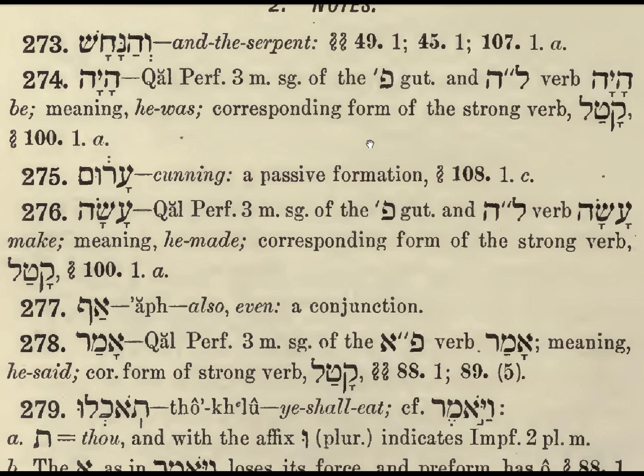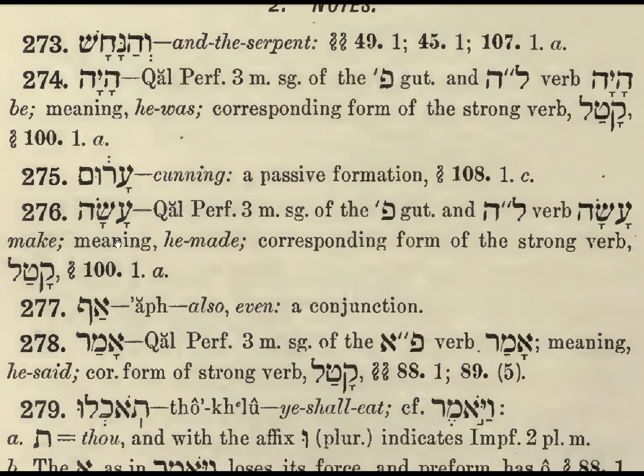Haya, meaning he was. Corresponding form of the strong verb, katal. Ngarum, cunning. It's a passive formation.